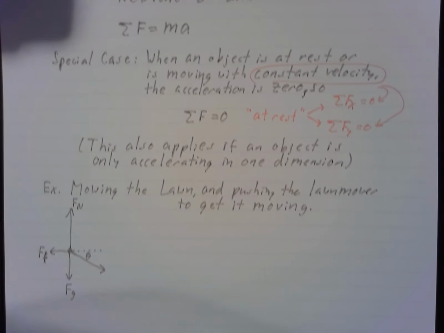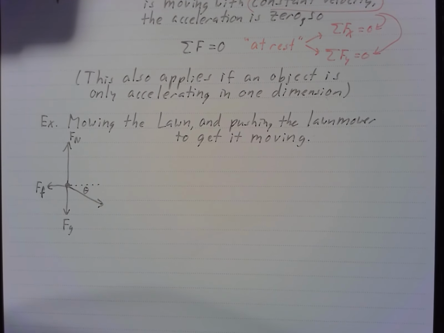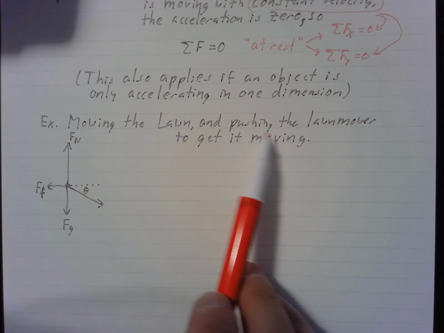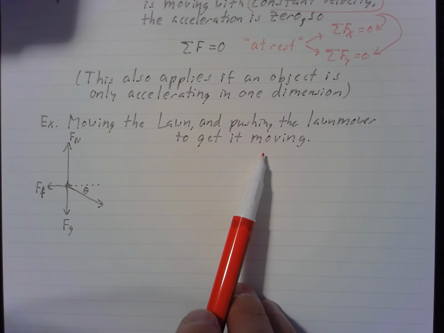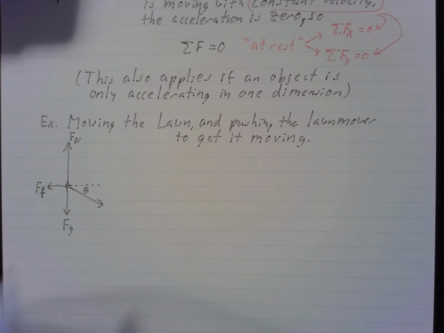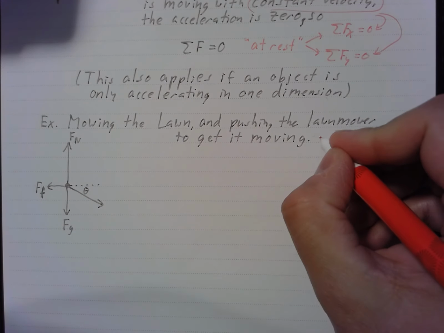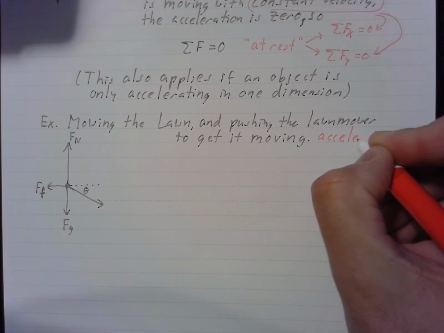We had done a free body diagram in class of mowing the lawn, and we're going to say that in this particular free body diagram, the person mowing the lawn is pushing the lawnmower to get it moving, meaning it was at rest and they are in the process of pushing it up to a constant velocity. So it is accelerating.